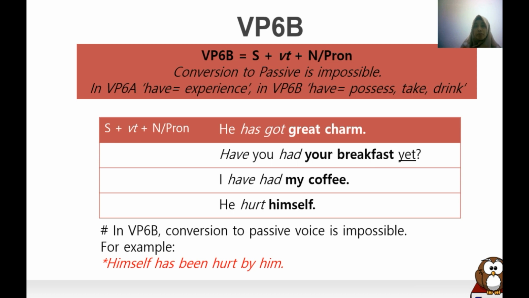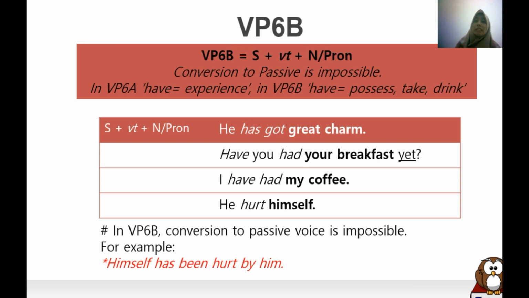Next one, we have VP6B. The formula is subject plus VT plus noun or pronoun. Okay, it's exactly the same formula with the previous one, but what differs them is only this one. Conversion to passive is impossible. So here you cannot convert the subject in the active sentence to the object in the passive sentence, and vice versa.